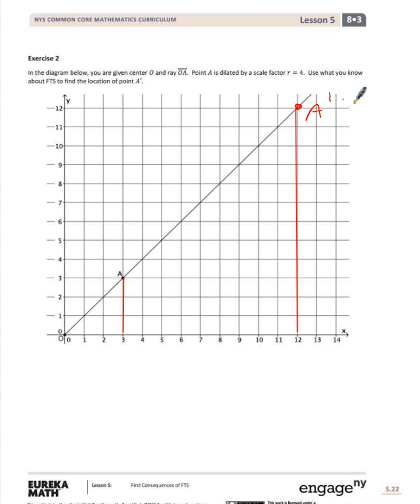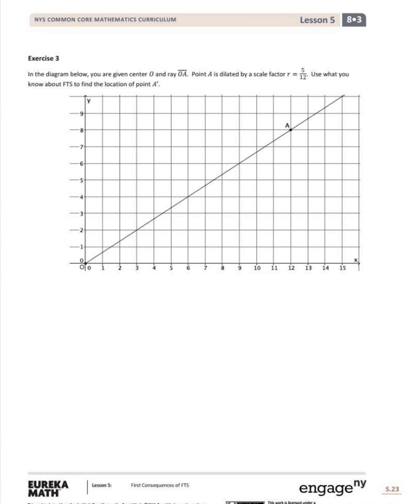Let's go ahead and go to the next one, page 51. On page 51, we notice we're given the same thing, center O with a ray OA, and point A is dilated by a scale factor of 5/12. So what do we know about 5/12? What do we know about that scale factor? Is this getting larger or smaller? Good, it's definitely getting smaller, okay? So we need to work backwards.